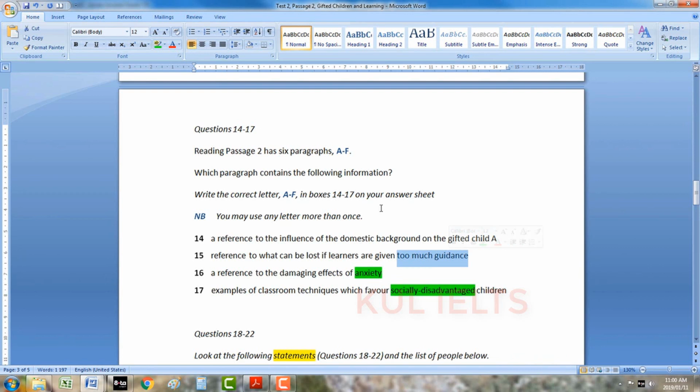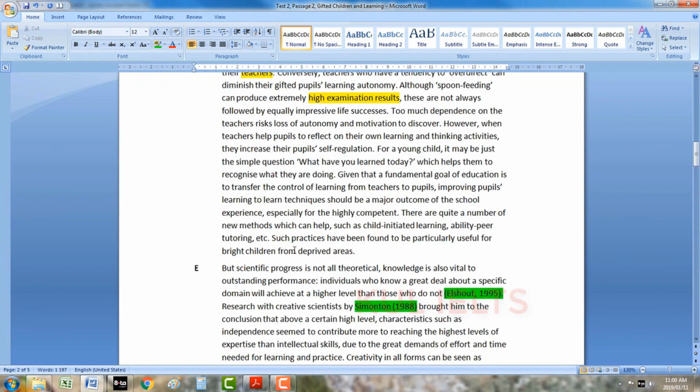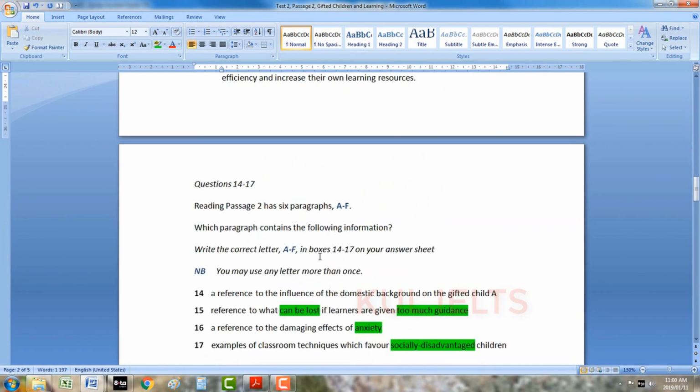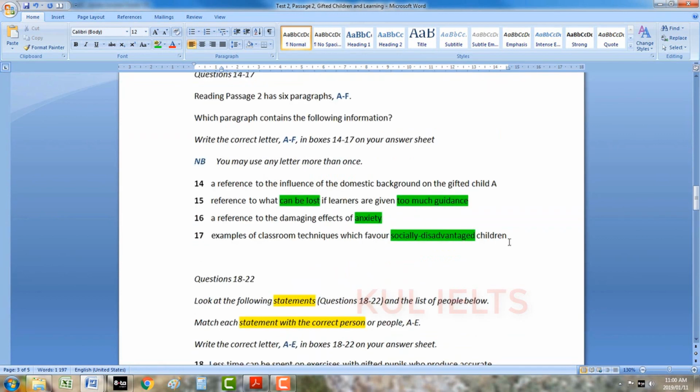Maybe we can find too much guidance. And what can be lost? Anyway, socially disadvantaged children was there. Children from deprived areas. Deprived means they don't have a lot. So, really super difficult. That means that 17 was paragraph D.